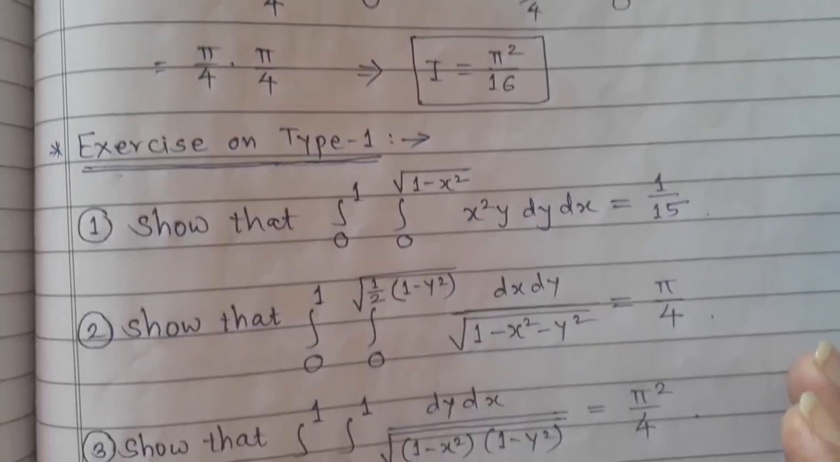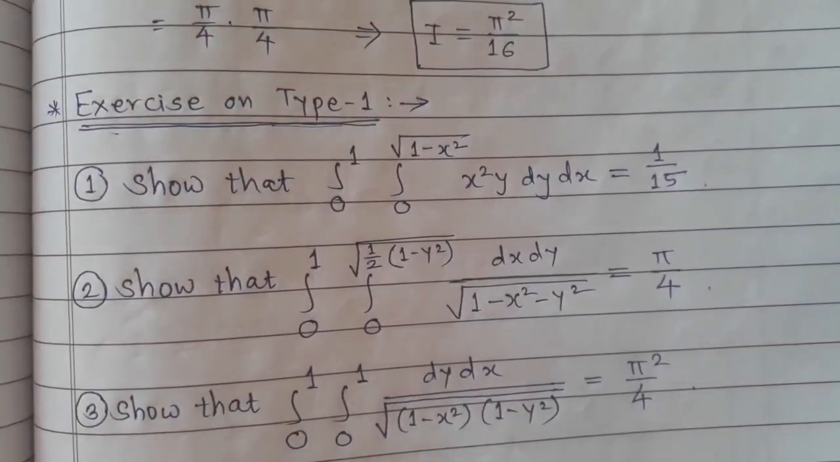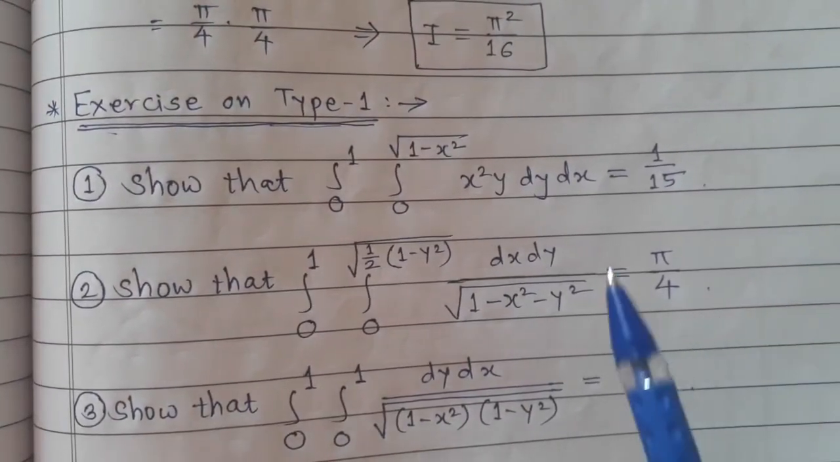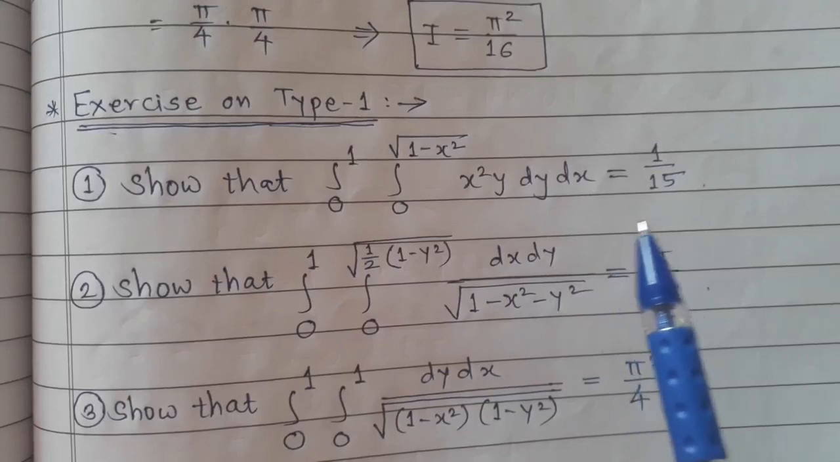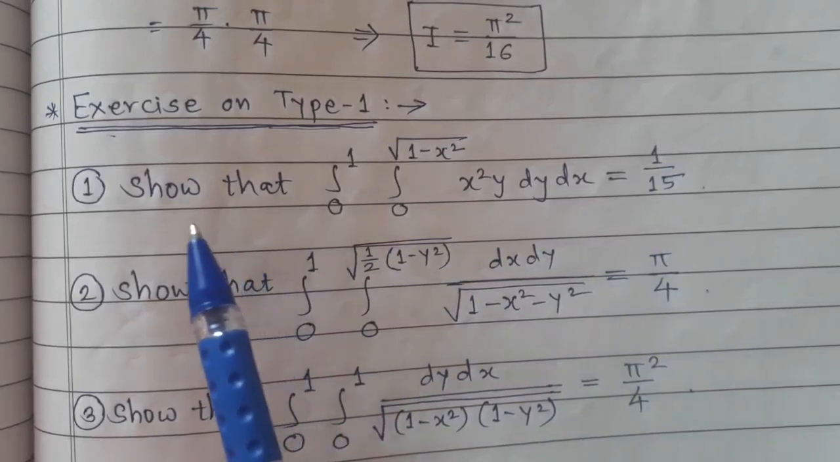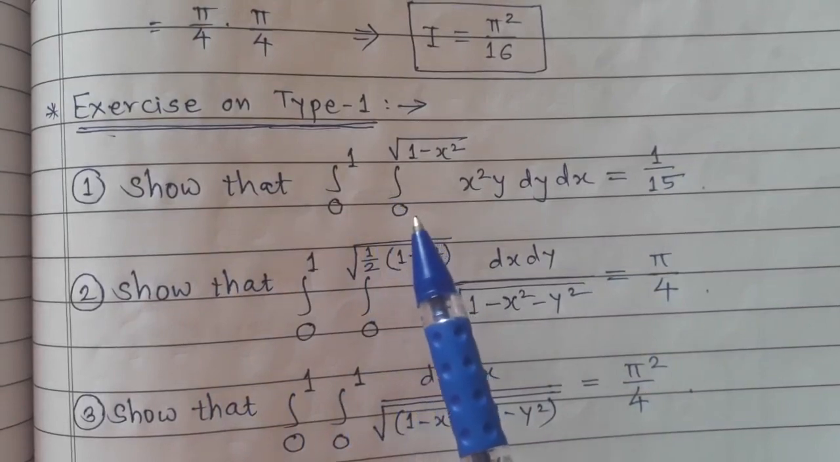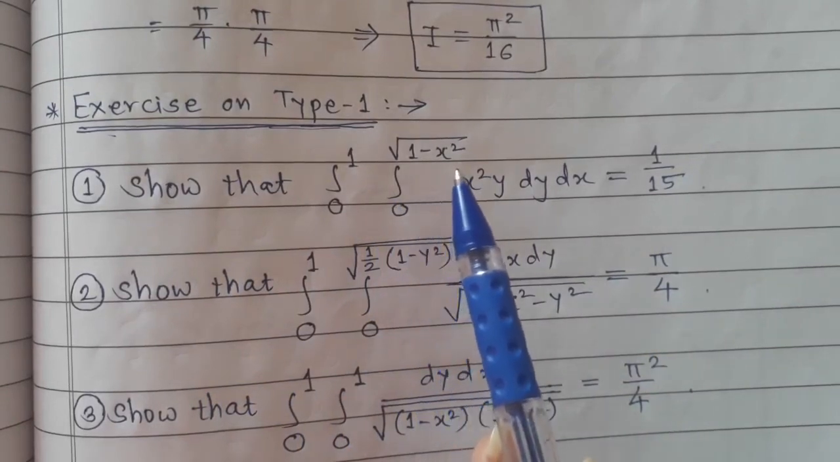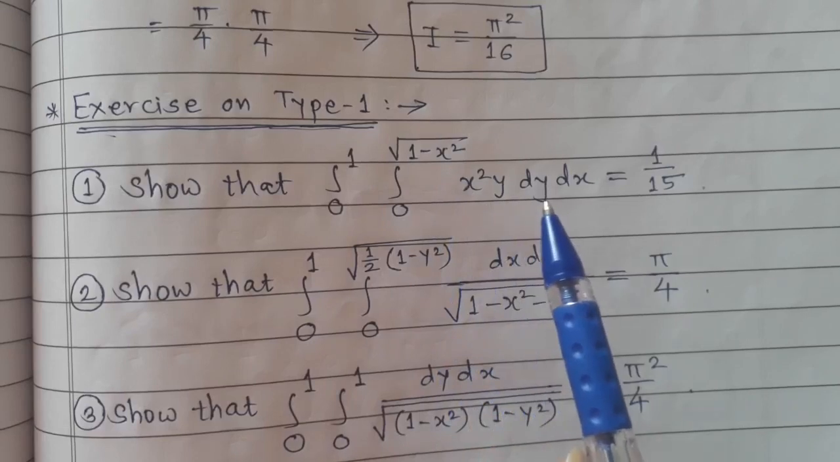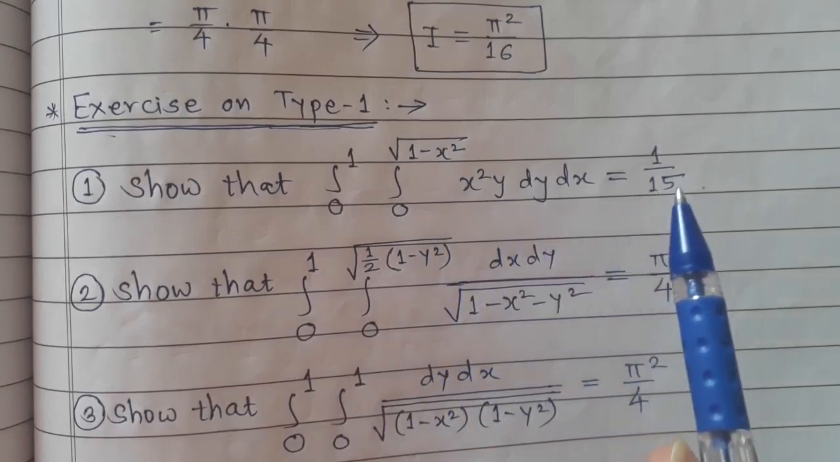Similarly, you can try some of these exercise questions whose answers are already provided, as these are questions of the show that type. So first question, show that integration 0 to 1, integration 0 to root of 1 minus x square, y dy dx is equal to 1 by 15.